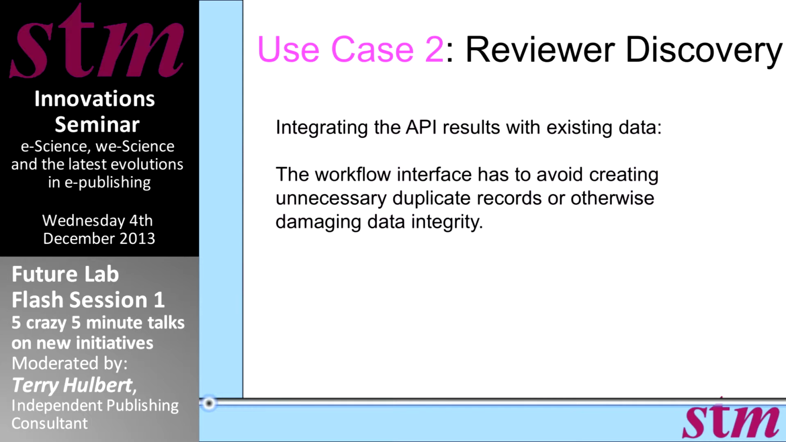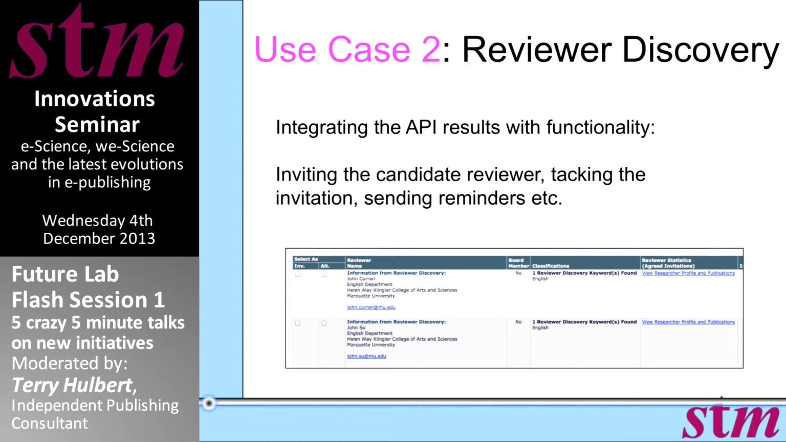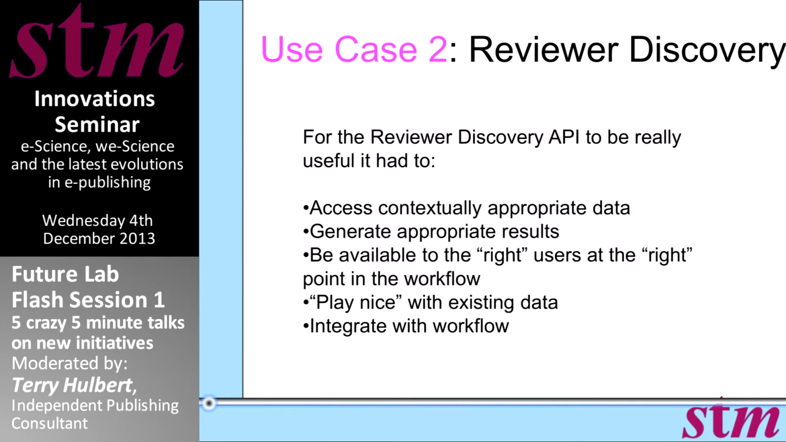Having found candidate reviewers, you now want your workflow interface to make it easy to select them and bring them into your internal workflow where you can send them reminders, track their activity, and generate statistics about their performance. So while an API technically can be quite a simple thing, sending data in, getting data back, all of these other qualities here that I talked about are important to really make that API seamless from a user experience.